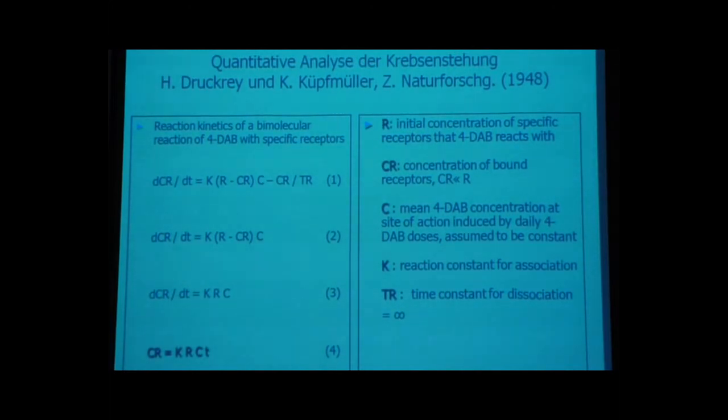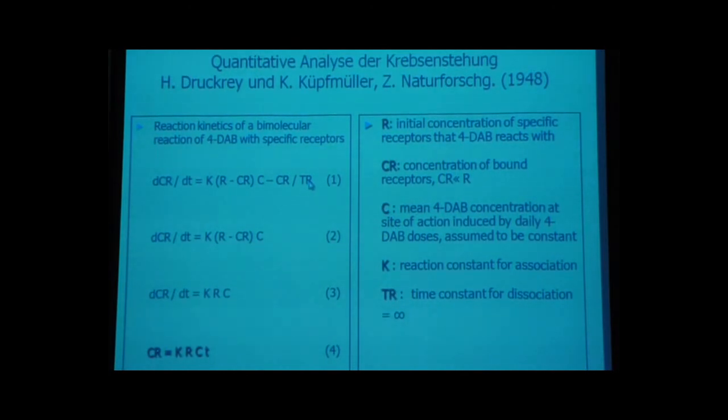And here are the reaction kinetics of a bimolecular reaction of butter yellow with specific receptors. Here you see the velocity of association, and here the velocity of dissociation, where R is the initial concentration of specific receptors that butter yellow reacts with. CR is the concentration of bound receptors. C, the mean butter yellow concentration at the site of action, induced by daily butter yellow doses. And K is a reaction constant for association, and TR the time constant for dissociation.